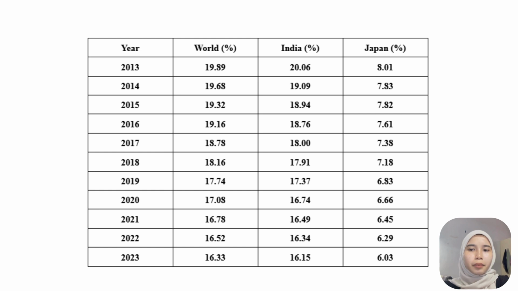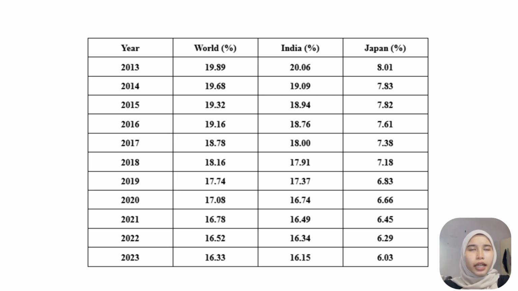In contrast, Japan presents a different scenario. Japan's birth rate has been consistently lower than the global average, starting at 8.01 births per 1,000 people in 2013 and declining slightly to around 6.03 births per 1,000 people. These persistent low birth rates contribute to Japan's aging population and potential future labor shortage.